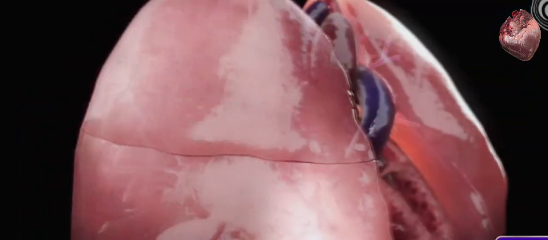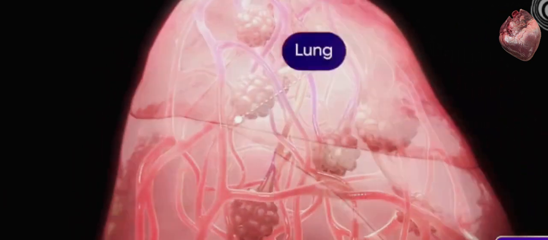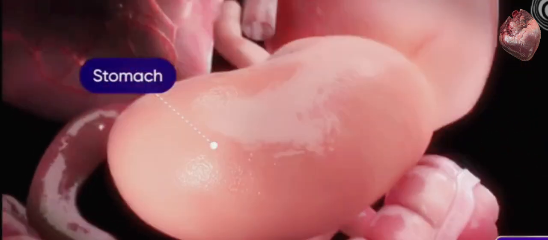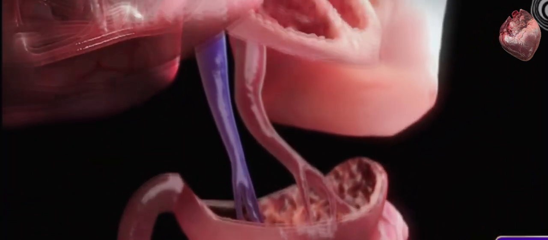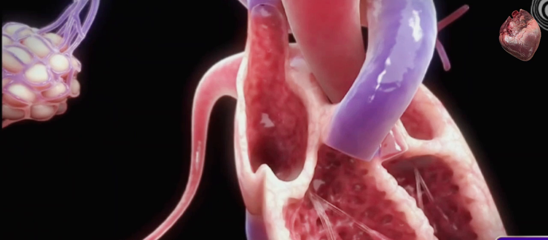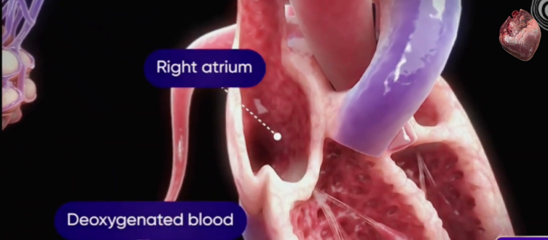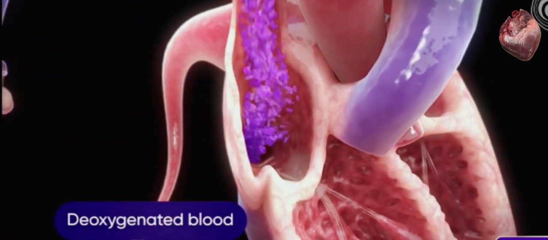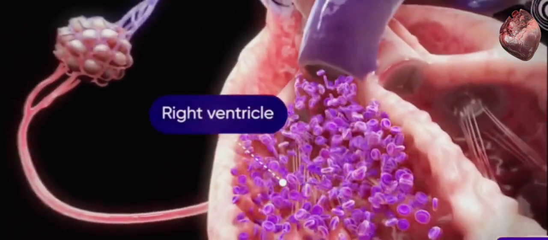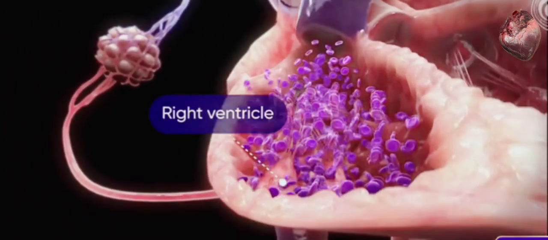The circulatory system is closely associated with the respiratory system and other organs like the stomach. To understand the flow of blood in the heart, we observe the right atrium receives deoxygenated blood, which eventually passes through the tricuspid valve and moves into the right ventricle.